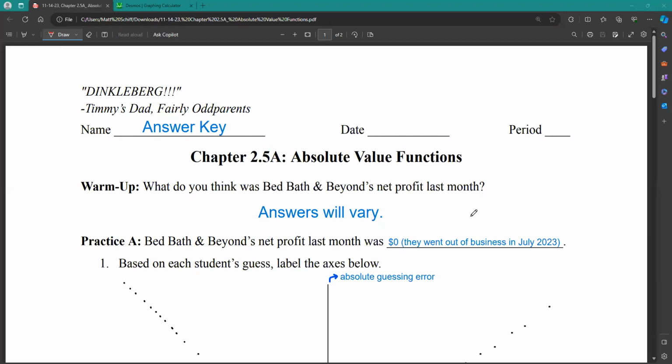Onto the lesson where we look at absolute value functions, chapter 2.5a. For the warm-up, what do you think was Bed Bath & Beyond's net profit last month? So where did this come about?